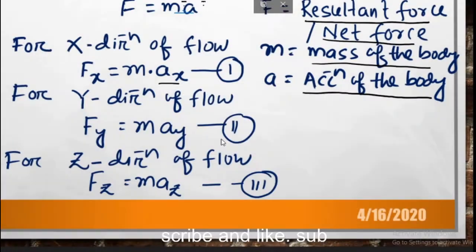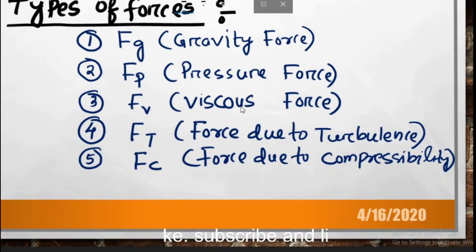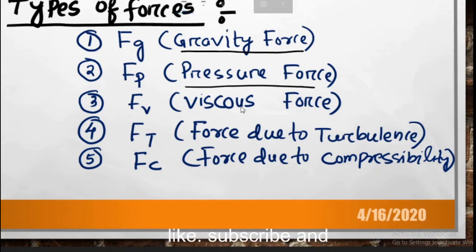Now we will look into the set of forces acting on a fluid mass. First one is the gravitational force, the force due to the weight of the fluid mass. Second is the pressure force, and third is the force due to viscosity, the viscous force. Next is the force due to turbulence. Turbulence means the fluid particles are moving with very high velocities with high fluctuation of velocities. And the last one is the force due to compressibility. So these are the five forces acting on a fluid mass.